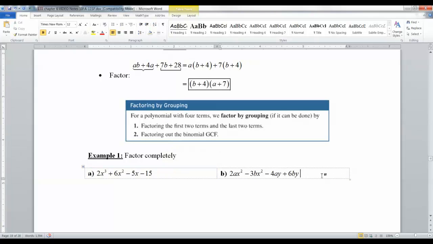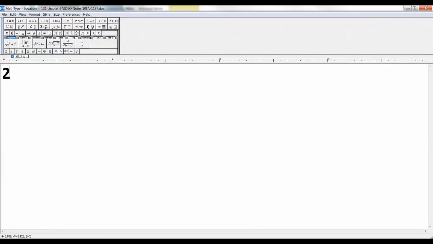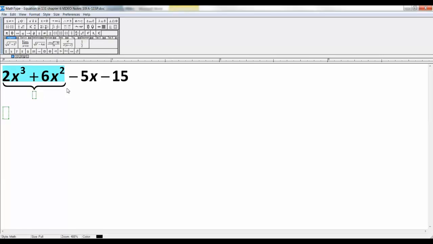All right, so let's look at these first ones right here. So I have 2x cubed plus 6x squared minus 5x minus 15. All right, well, I'm going to group together the first 2 terms in my mind. Okay, so this is equal to, now I'm going to group together the first 2. So those first 2 terms, let me curly brace them. What do they have in common? Well, they both have a 2, because 2 goes into 2, 2 goes into 6, and they have an x squared.